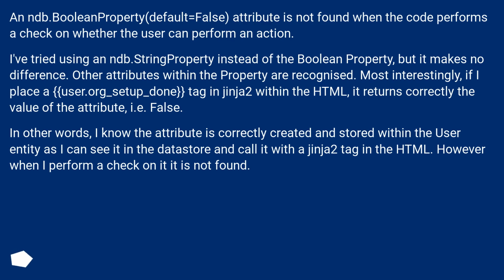Most interestingly, if I place a user.org_setup_done tag in Jinja2 within the HTML, it returns correctly the value of the attribute, i.e. False. In other words, I know the attribute is correctly created and stored within the user entity as I can see it in the Datastore and call it with a Jinja2 tag in the HTML. However, when I perform a check on it, it is not found.